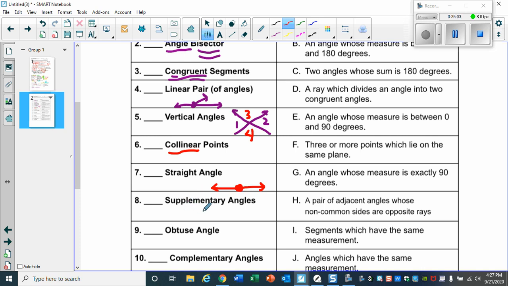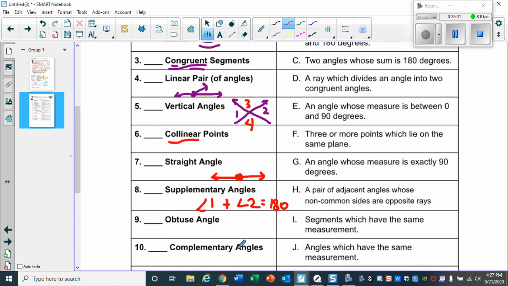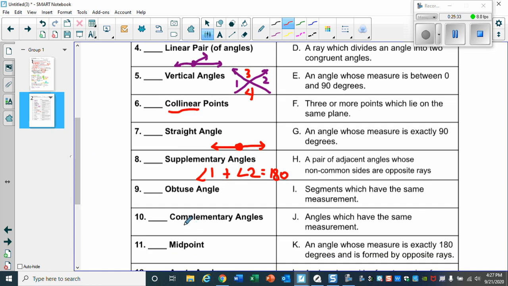Now, supplementary means your first angle plus second angle equals 180. Now, obtuse angle, again, you have to figure out obtuse angle. Is it an angle between 0 and 90, exactly 90, between 90 and 180, or exactly 180? Complementary angles. Angle 1 plus angle 2 equals 90.